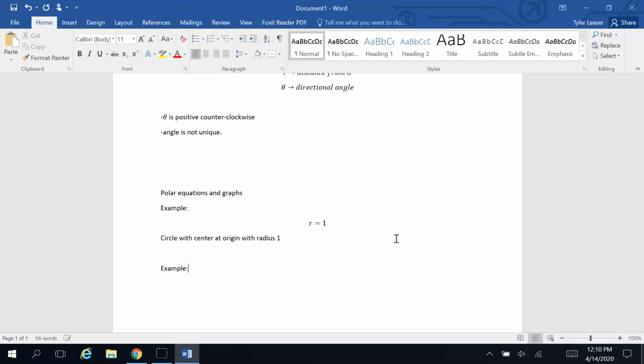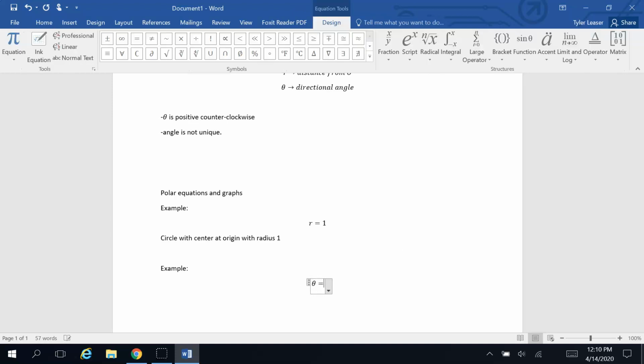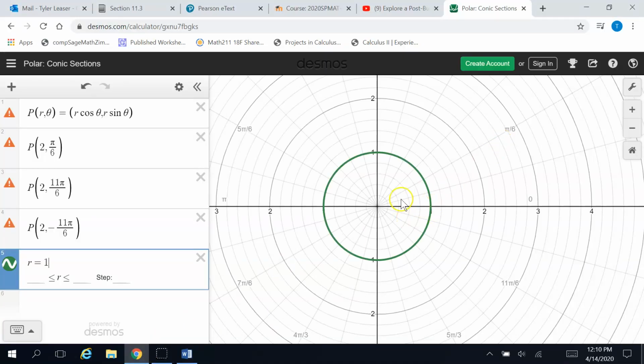Another example, just maybe a little bit more complicated. This one I cannot graph in Desmos for whatever reason, but if I have theta is equal to pi over 6, just to go over to the graph here in Desmos, theta equals pi over 6 is going to be a straight line. It's always a straight line that goes through the origin, and then this is going to be the straight line that goes through the angle pi over 6 forever in the forward direction and the backward direction.